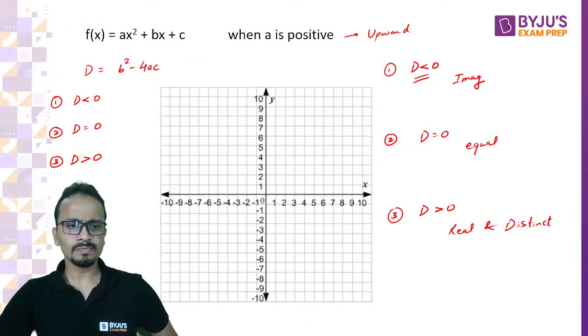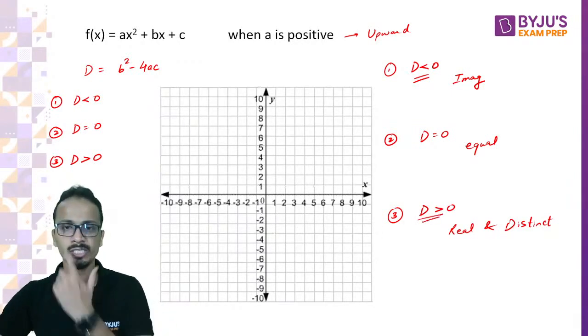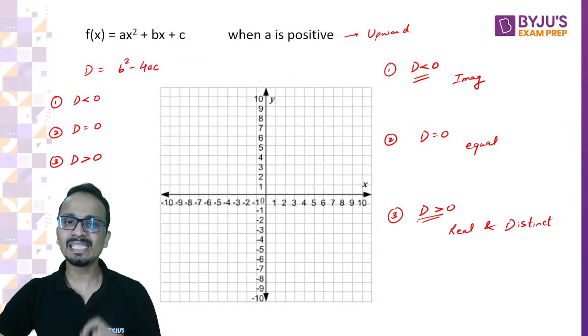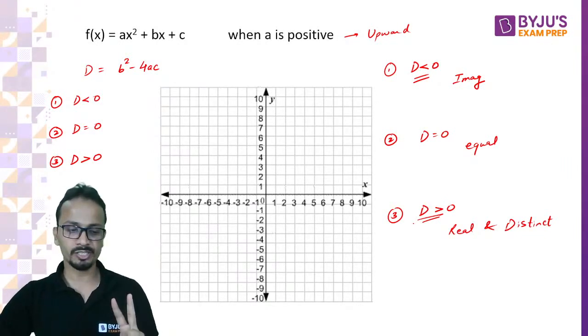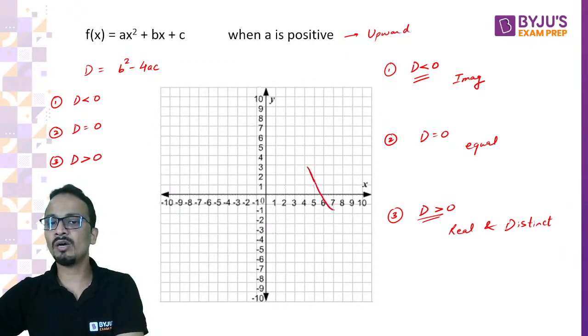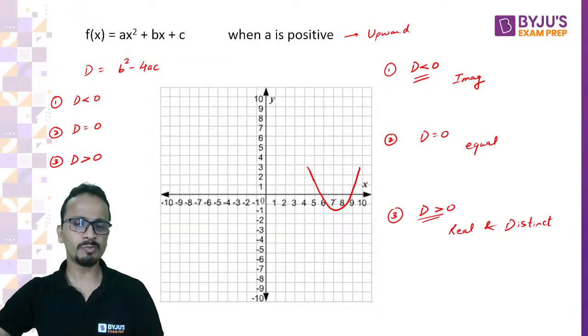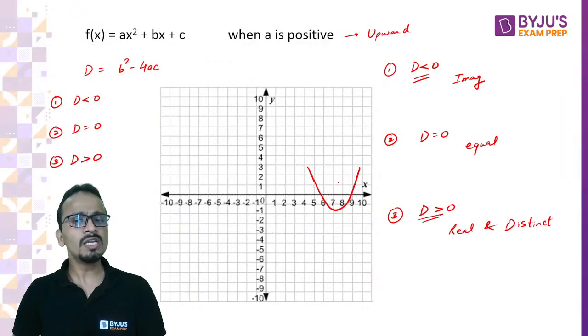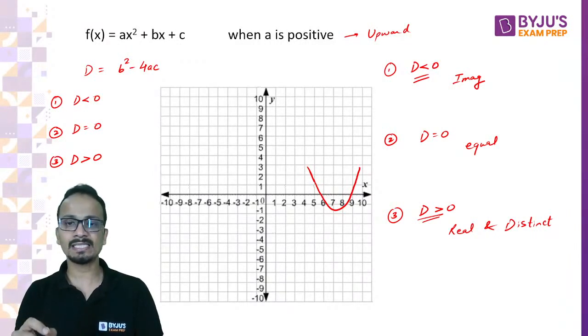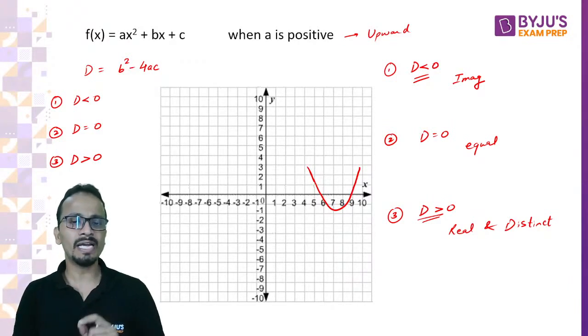Now if the discriminant is greater than 0, that means case number 3, I have two distinct roots. That means the graph will intersect the x-axis at two distinct points. So the general form of this parabola will be something like this. It will still be an upward opening parabola, intersecting the x-axis at two distinct points. The points at which this graph intersects the x-axis will become the roots of this quadratic expression.